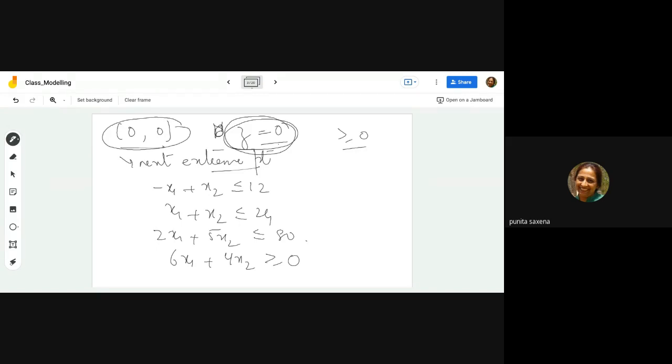Is this clear or not? Just tell me that. And of course, you have your non-negativity restrictions, which we are not going to write again and again, as I said. Is this clear or not?